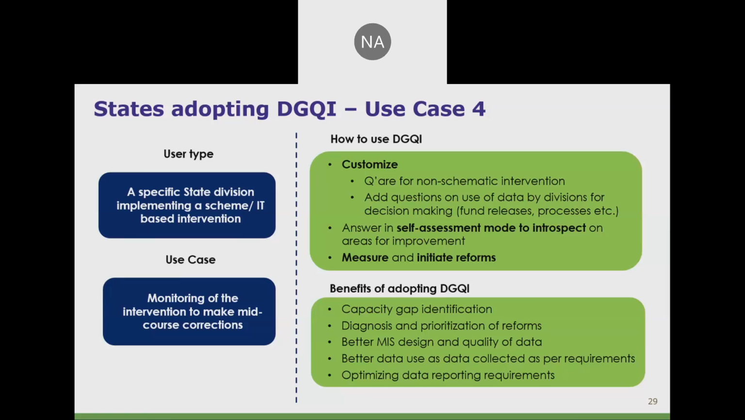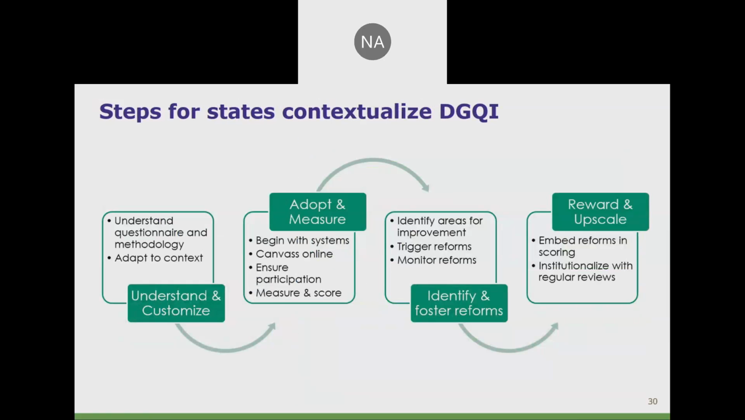Next slide. Thank you. So here we broadly look at the steps for the states to fully contextualize a DGQI questionnaire basis their characteristics and needs. The first step is to really understand and customize. Begin by understanding the overall objectives, the overall architecture, and the methodology of the DGQI exercise that we discussed today in detail. The framework and the associated self-assessment questionnaire can then be customized to suit the needs of the organization, in the sense of the department or the division of the state government which wants to use DGQI.